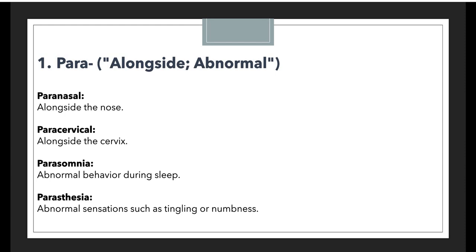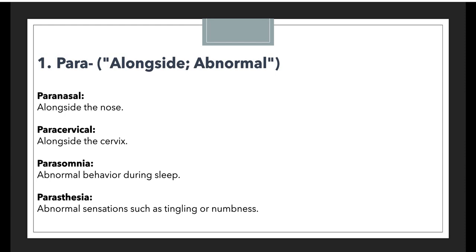Now para is also used in order to showcase the abnormal nature of something. Okay, so for example, you can see we have one example as parasomnia. Parasomnia means abnormal behavior during sleep. So again, we are using para here, but this time it is used in order to showcase the abnormal behavior during sleep.